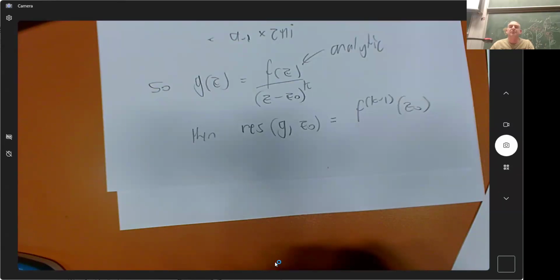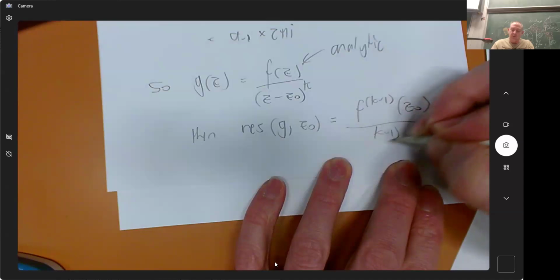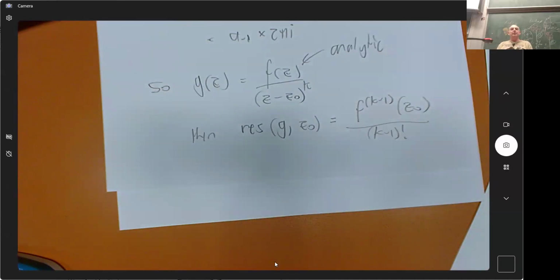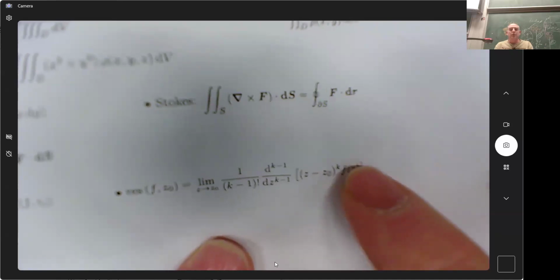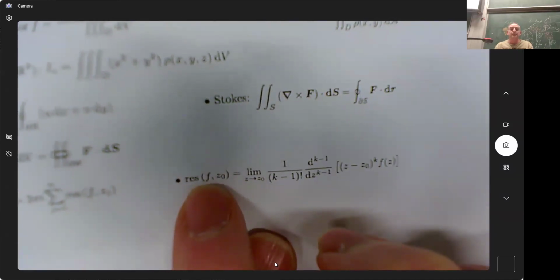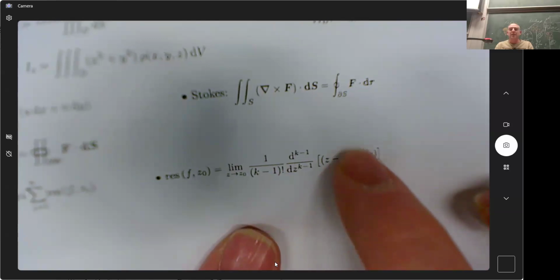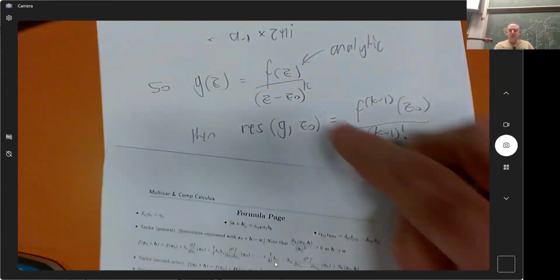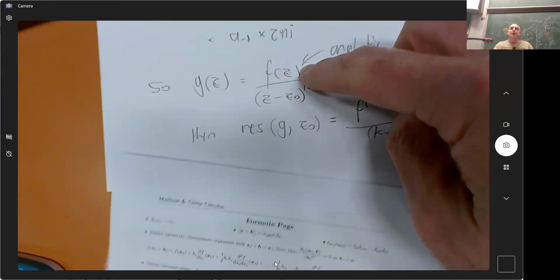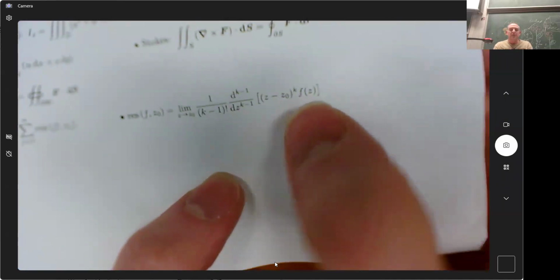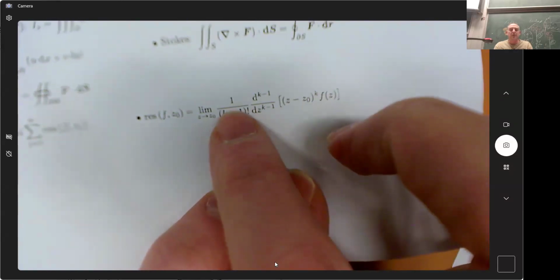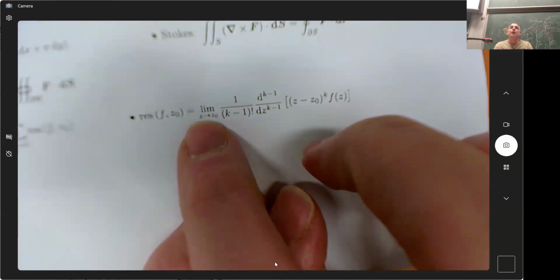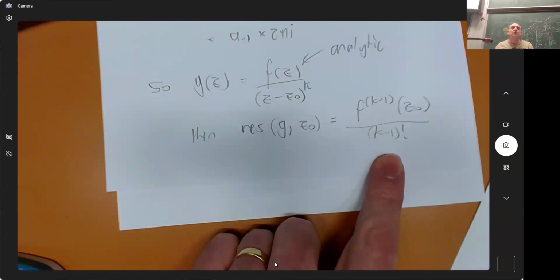Yep. Divided by k minus 1 factorial, because that's how you get a Taylor series. And on this thing here, if you look very closely, they've put f in the spot where I put g. And when you multiply it by z minus z naught to the k, you just get the numerator. So this is saying that if you differentiate the numerator k minus 1 times, divide by k minus 1 factorial, and then sub in z equals z naught, then that's what that means.